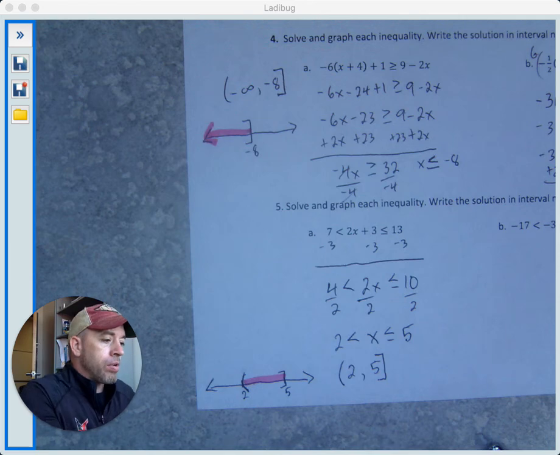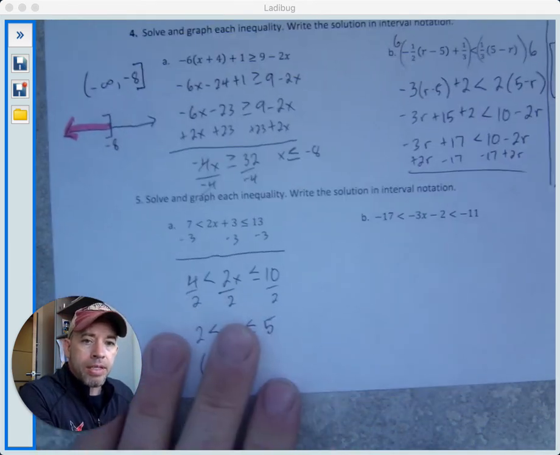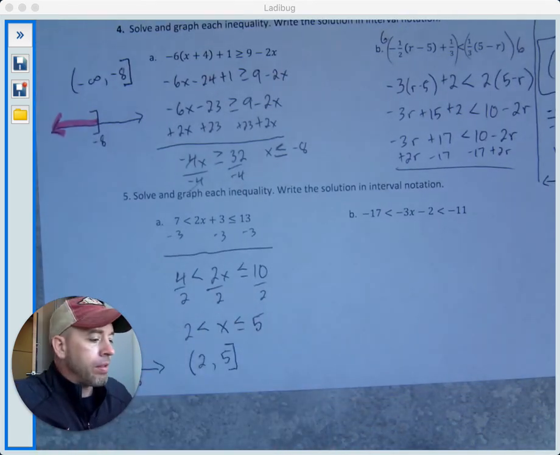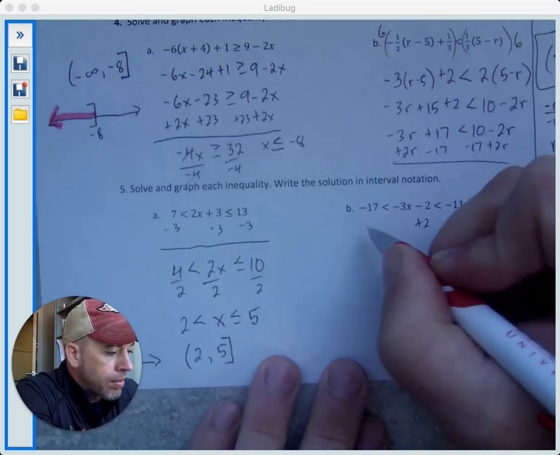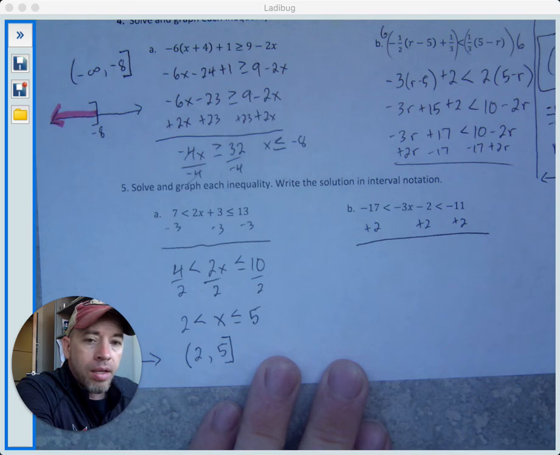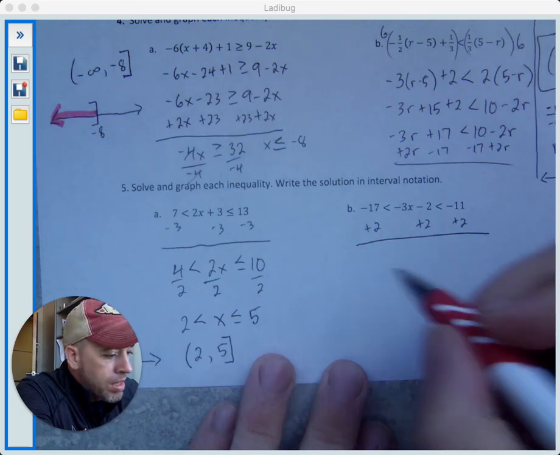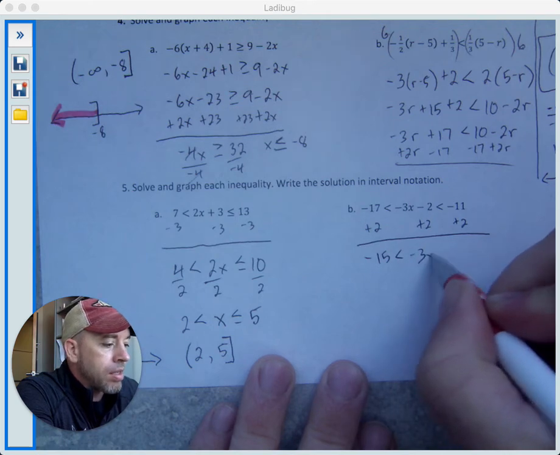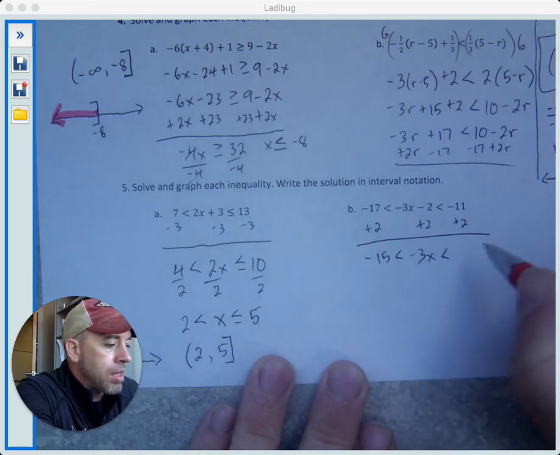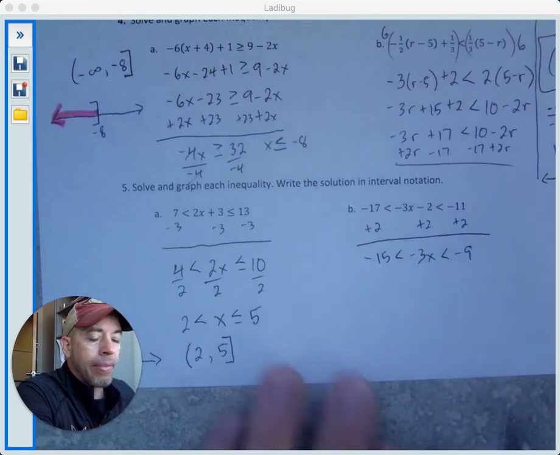So let's look at one more of these. We'll be done with this page. We want to get x by itself in the middle, so I'm going to add 2 to all 3 parts to begin with. And so that gives me a negative 15 is less than negative 3x, which is less than negative 9.